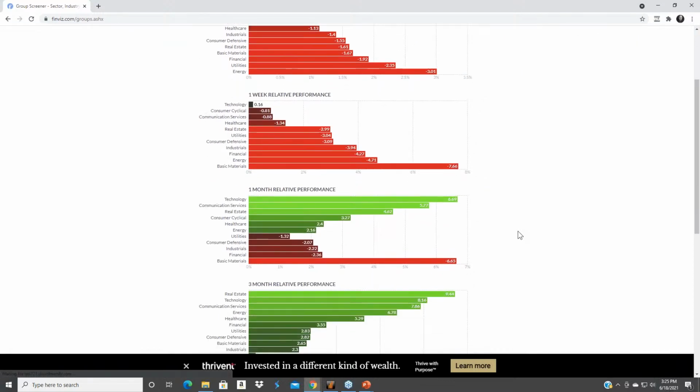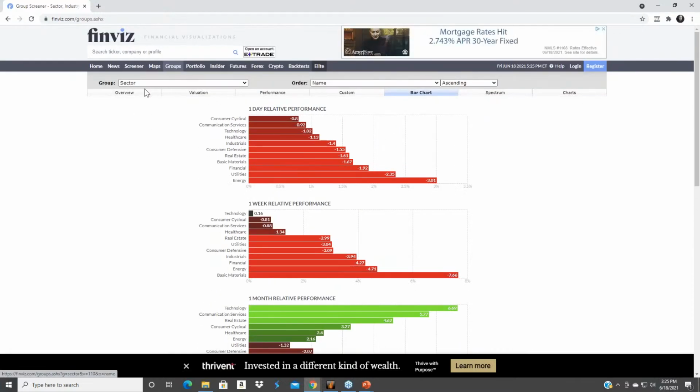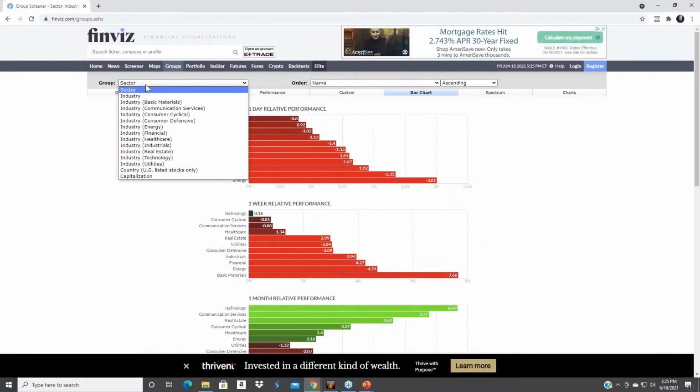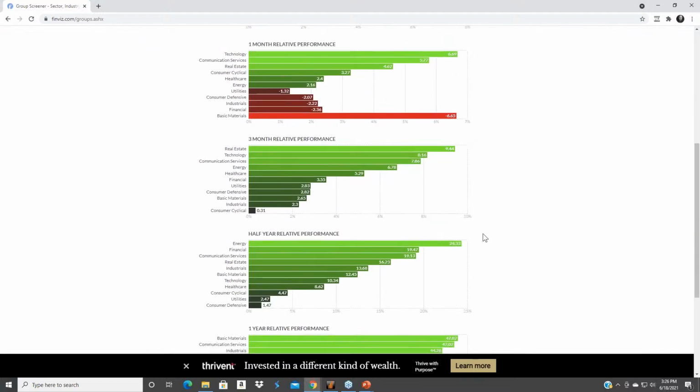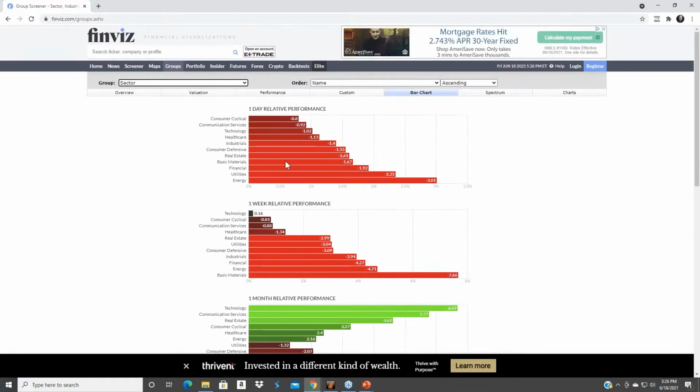But the cool thing about this is you can break the markets down by sector, industry. You can look at different countries. I think with the free one, you can only look at U.S. listed stocks, and probably some of their paid subscriptions you can go into other markets. But it gives a really nice visualization of the performance of the sector relative to the S&P, and it breaks it down over time periods, starting with a day.